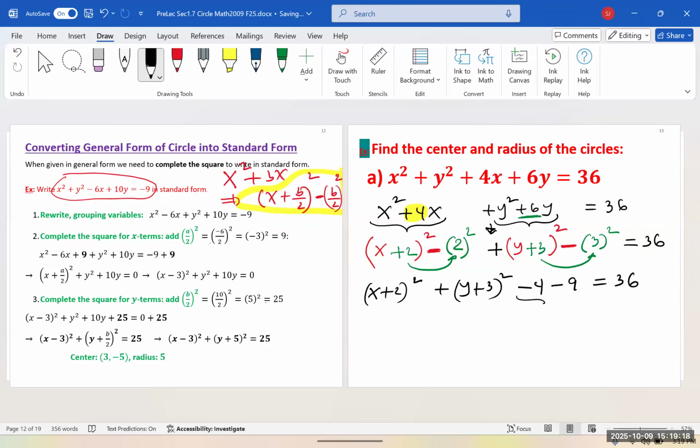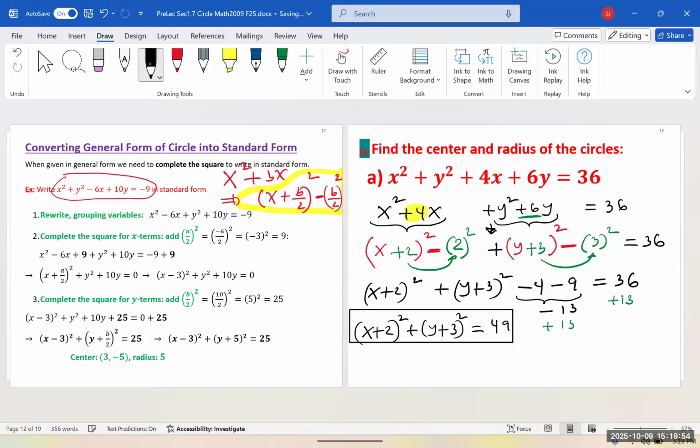So you have like terms here. What is negative 4 minus 9? Negative 13. But then you have to move that 13 to the other side. So you add 13 to both sides. And you get the final answer. X plus 2 squared, y plus 3 squared. What is 36 plus 13? 49. So this is the standard form.